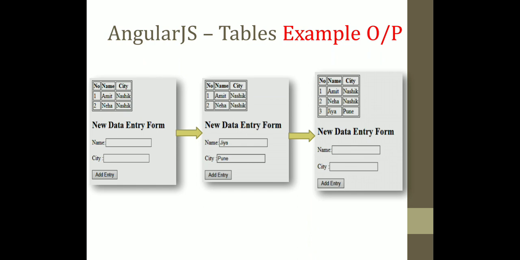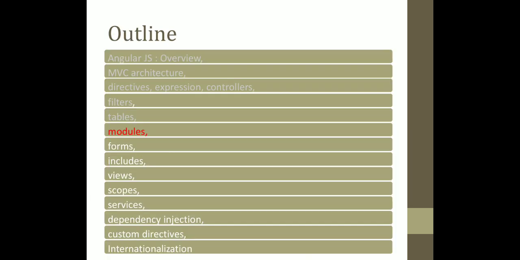This is all about tables in AngularJS. So the next part is modules. How the modules actually work in AngularJS, that we will see. Actually, all these tools that we are seeing today are for display purpose, and they are working on the view part: the filters, then the tables, modules as well. So what modules actually are, we will see.